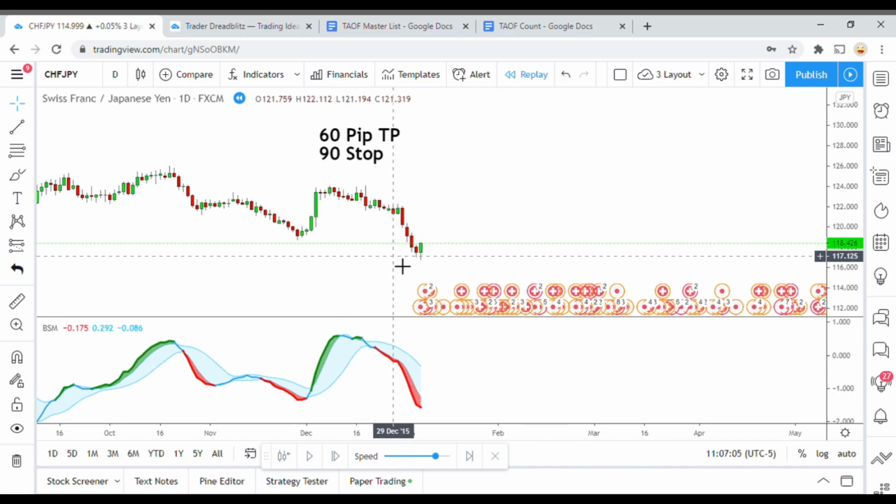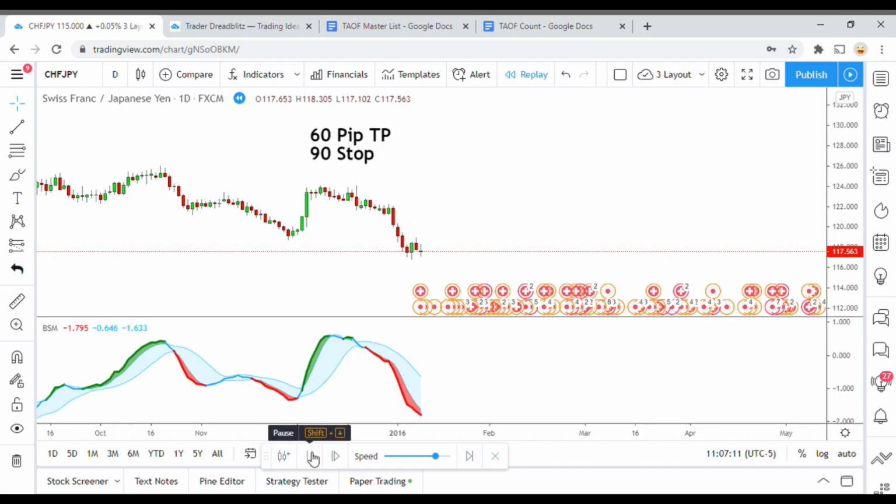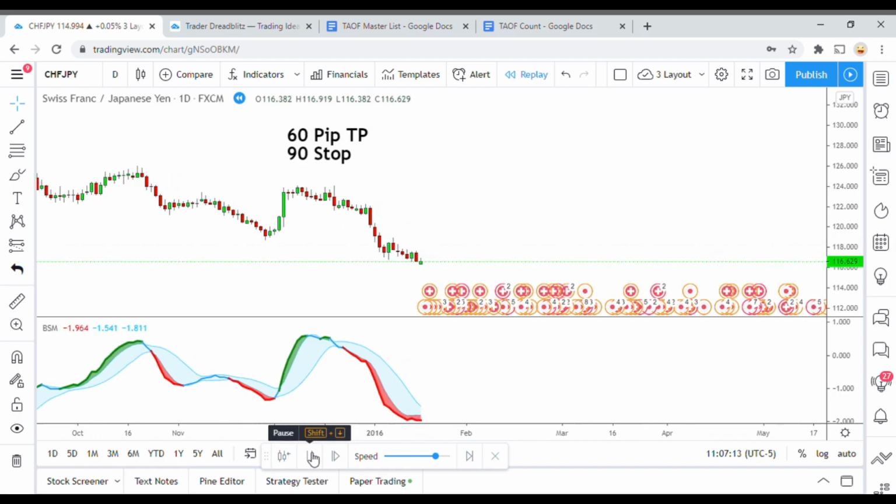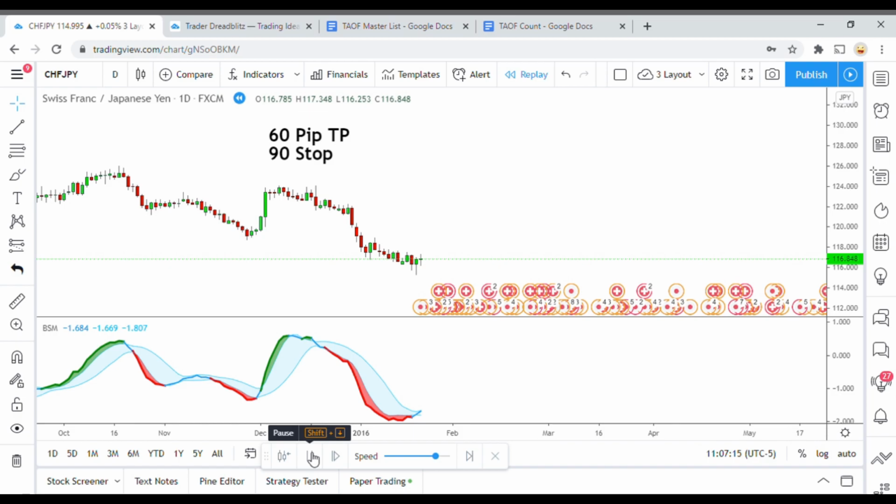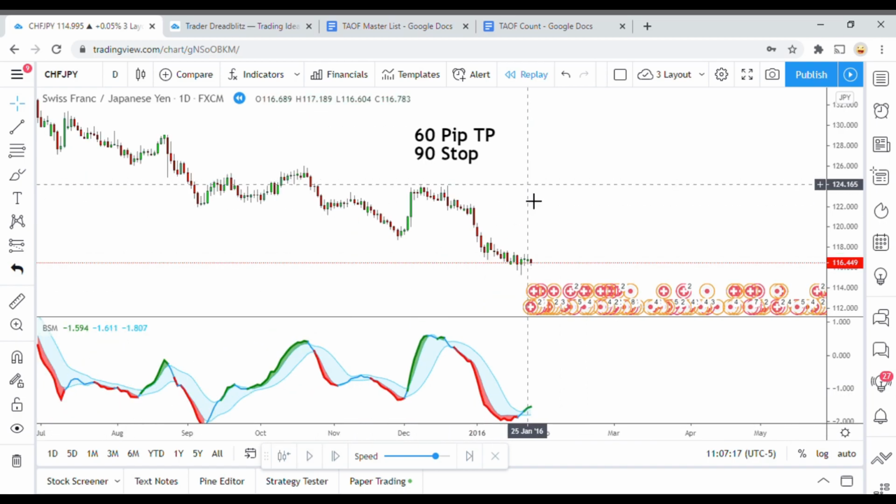See what we can get out of this indicator. Again, when it goes red, we're going short. When it goes green, we're going long. Pretty simple setup. Go ahead and play it out here.